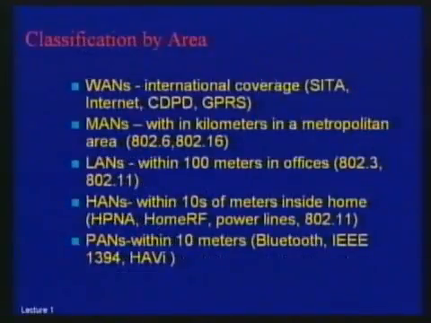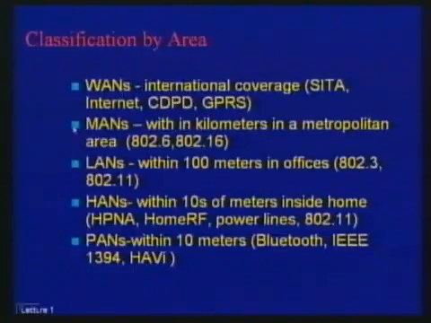Another way to divide these telecommunication systems is by the area. By area is very popular. People divide telecommunication networks into wide area networks, which is like international coverage. SITA is the network for airline reservation. That's a private network which works everywhere. You go to Tokyo, you come to Boston, you go to wherever, it works. So it's international. Then we call those things wide area networks.